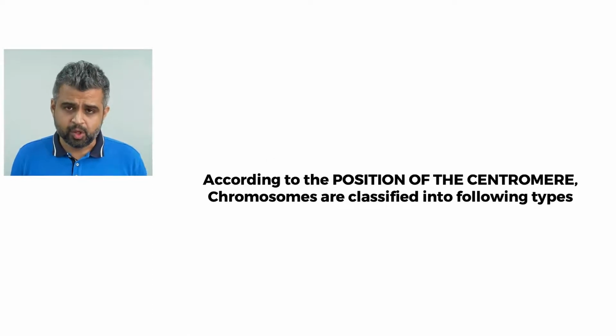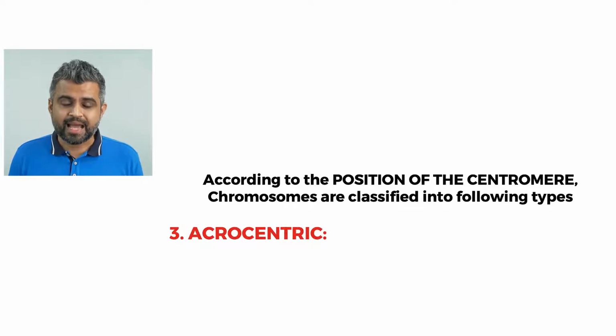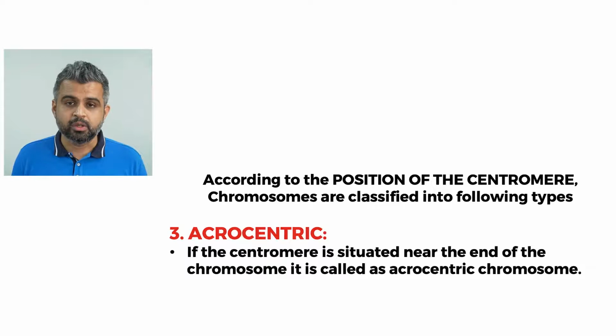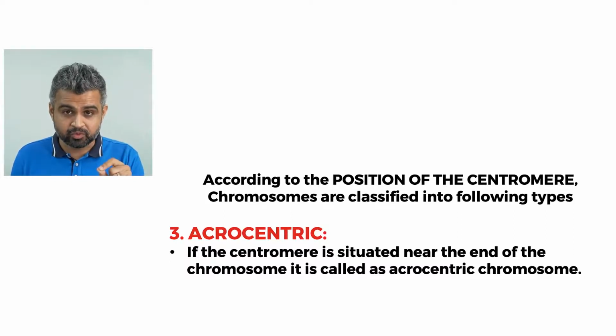The third type, according to the position of the centromere, is going to be called acrocentric. Now the word acros in Latin, A-C-R-O-S, basically means tip. So acrocentric is when the centromere is situated near the end of the chromosome, towards the tip of the chromosome. Not exactly the tip of the chromosome, but very close to the tip of the chromosome.